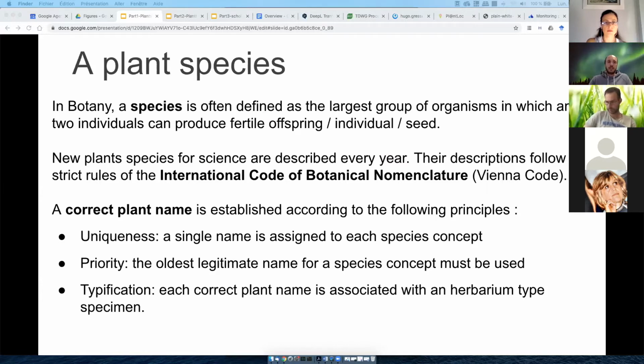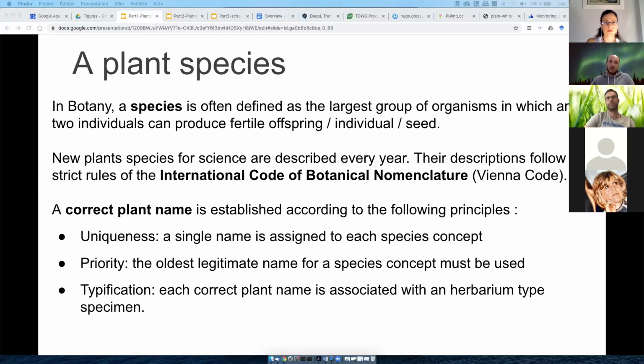A new plant species or several new plant species are recorded for science every year. This description follows the strict rules of the International Code of Botanical Nomenclature, which is revised every 6 years. And so here are some basic rules that are followed to name a plant species.